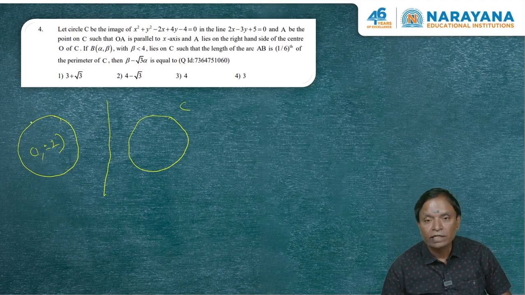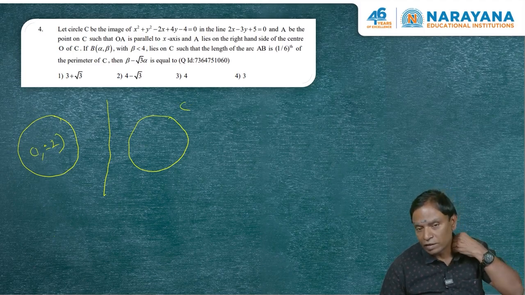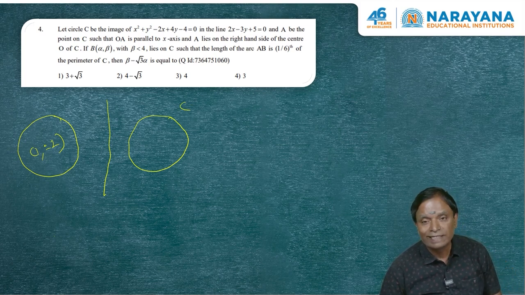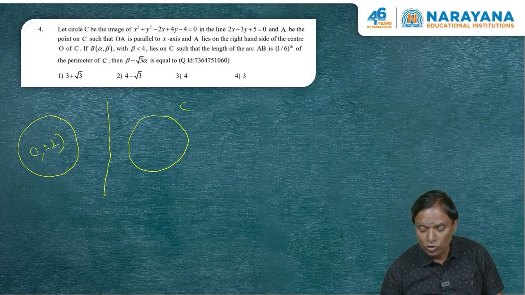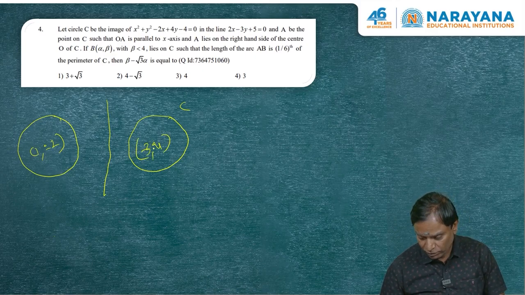The radius of the first circle is 3. The radius of the second circle is also 3. The reflection of (1, minus 2) with respect to the given line is nothing but (minus 3, 4). So the center of the circle C is (minus 3, 4).